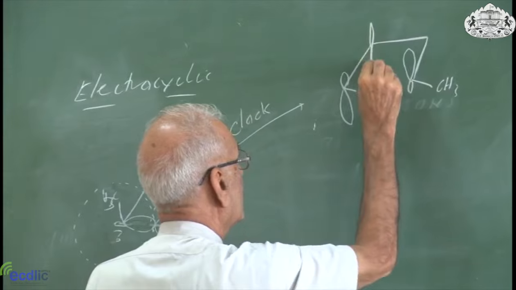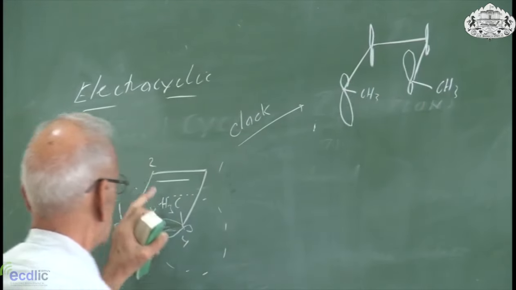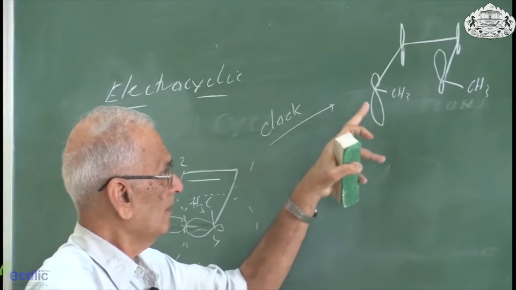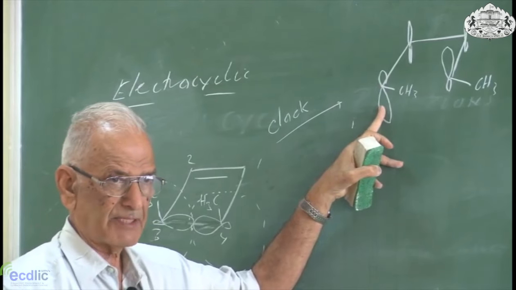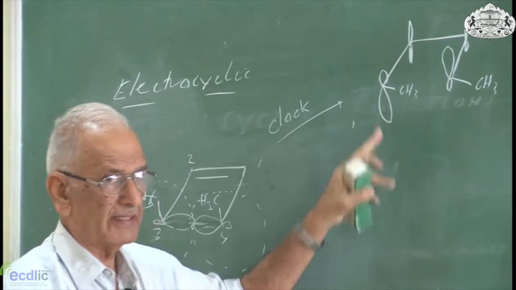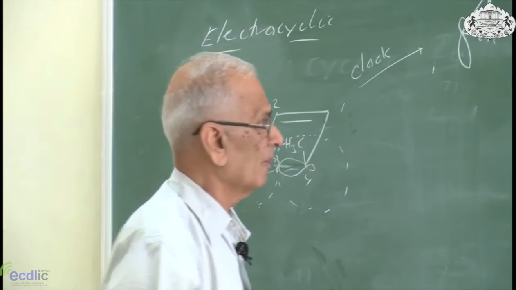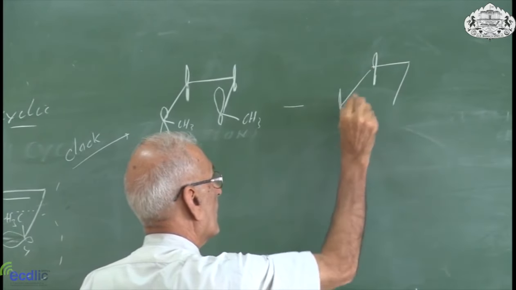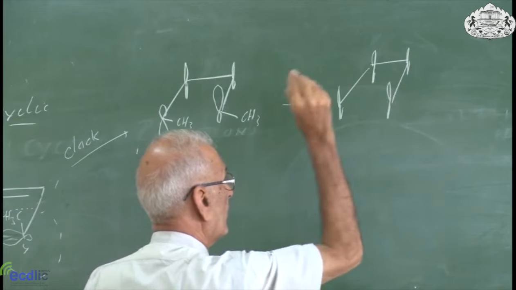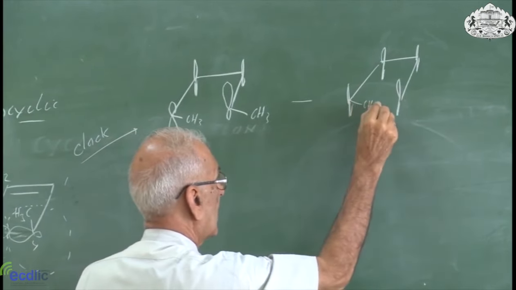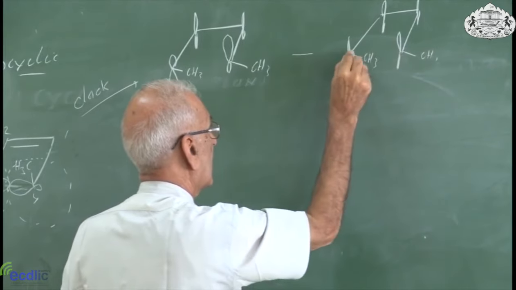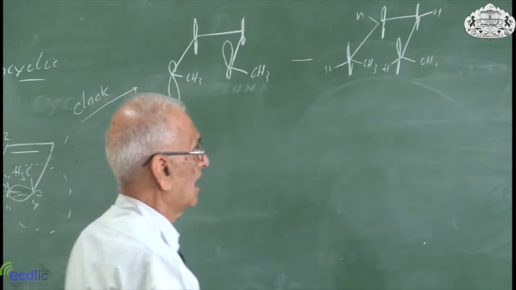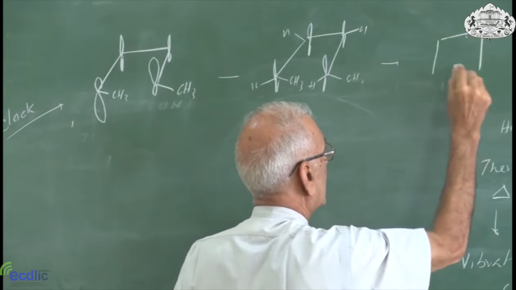Okay. Now what is this? This is your p orbitals of the double bond. Now what do we want to do? What type of orbital is this? sp3 orbital. We are going to convert this sp3 orbital into a p orbital. And therefore, that's your product.